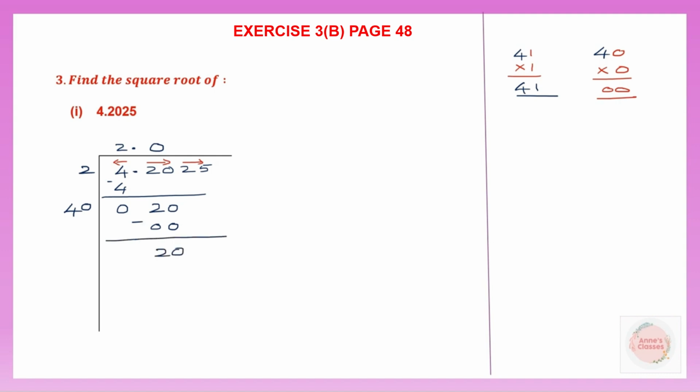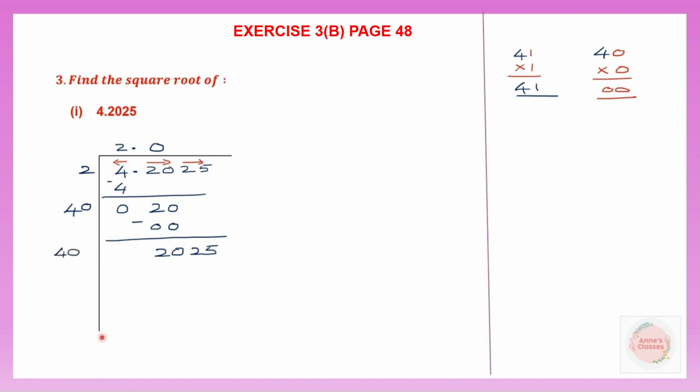Now let's bring the next pair, which is 25. Now we have a number that is 2025. So now let's look at the quotient. Take that number as 20. Write the double of 20. That is 20 into 2. 20 into 2 is 40.